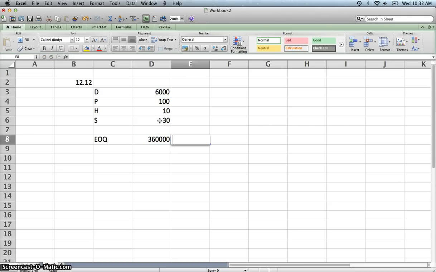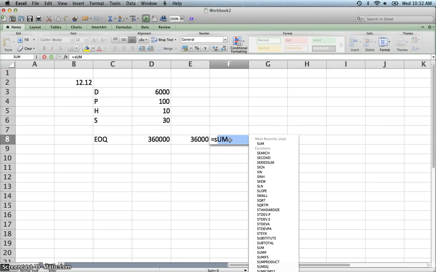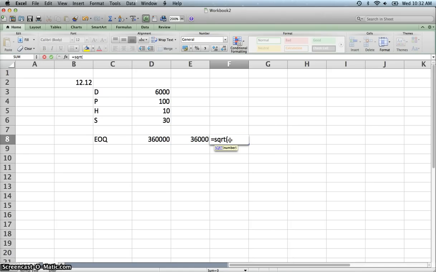We're then going to divide that by our H. So we're going to divide it by our holding costs. In this case, our holding costs are constant. They're not a percentage of the price. So we'll just divide by H. And then this last one is the square root. Remember, you have to call up a function. You take the square root of that answer, and that gives us 189.73 units. We'd round up.